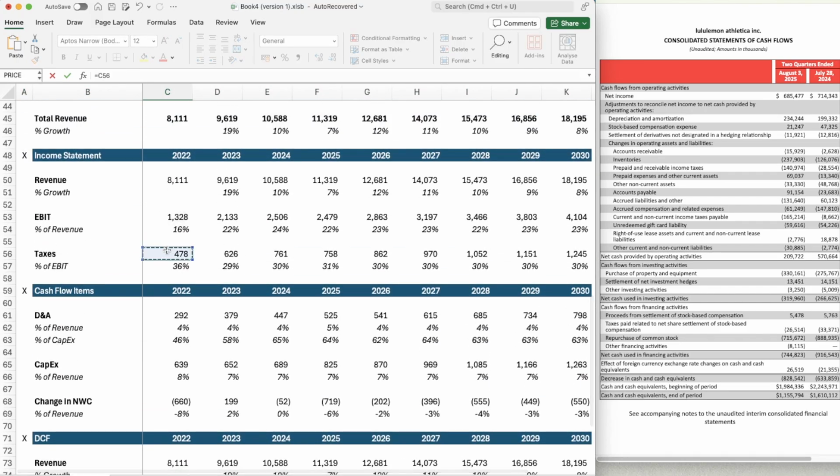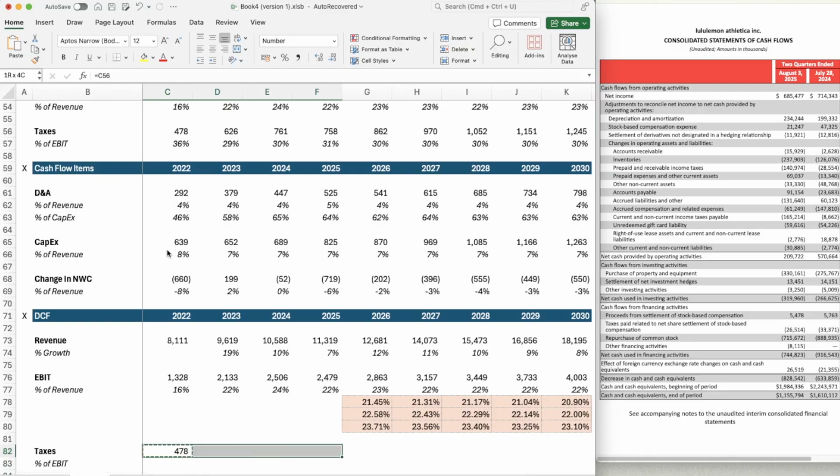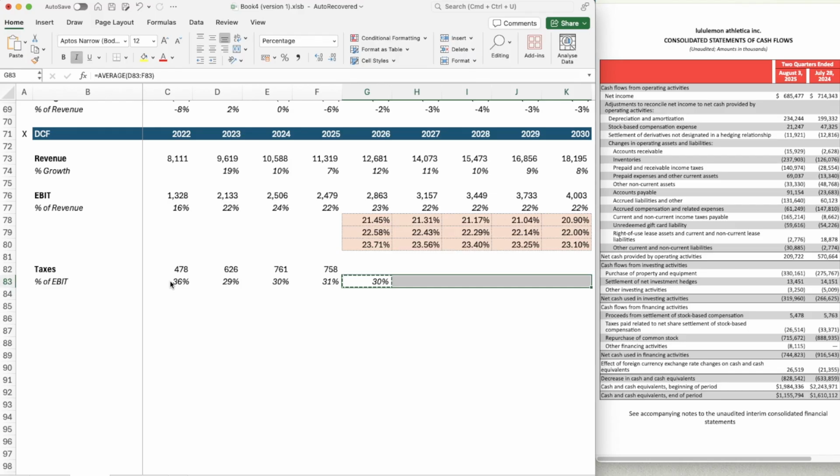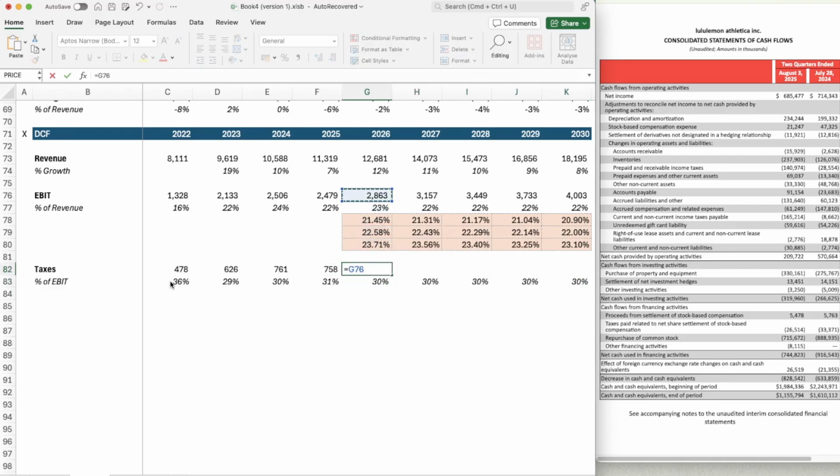But just pull them up to, sorry, can you see? Just pull them up to 2025 and take them to there. Now let's take an average. And then you take your EBIT multiplied by the tax rate and pull it across. So now obviously this gives us a dynamic way of simulating the taxes.